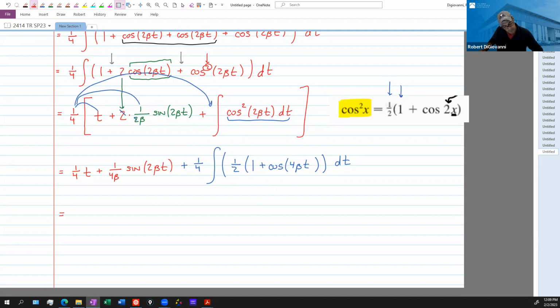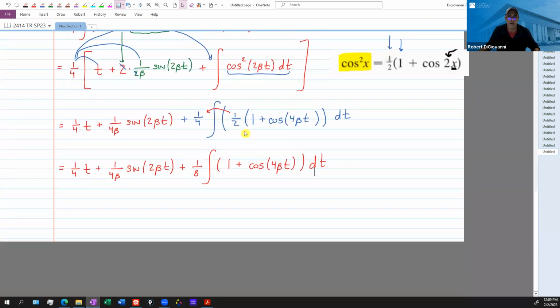And I keep going. 1 over 4t plus 1 over 4 beta sine of 2 beta t plus 1/8. I just brought the 1/2 out with the 1/4, integral of parentheses 1 plus cosine of 4 beta t dt. And I can do each of these separately now because I have an addition sign between them, right?